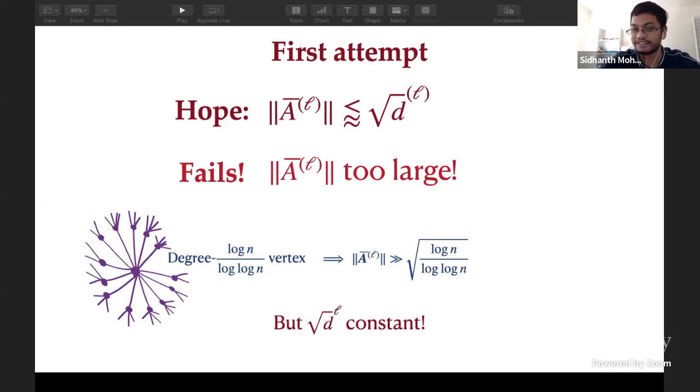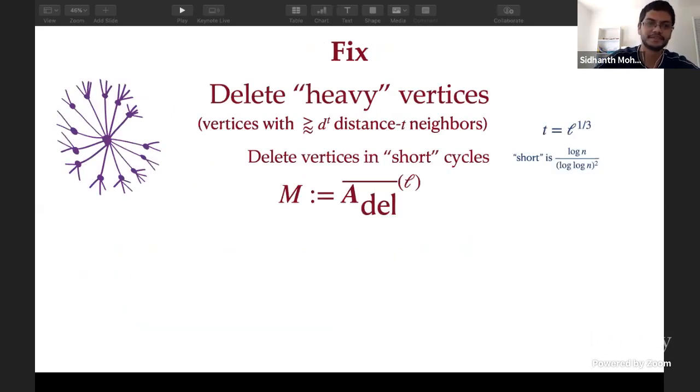But the reason for which this fails also gives us a simple fix. One thing we can notice is that a typical vertex has degree d, or more generally, if you look in the distance t neighborhood of a typical vertex, you're going to see roughly d to the power t neighbors. And there's only going to be a very small fraction of vertices whose balls exceed this d to the t number by a lot.